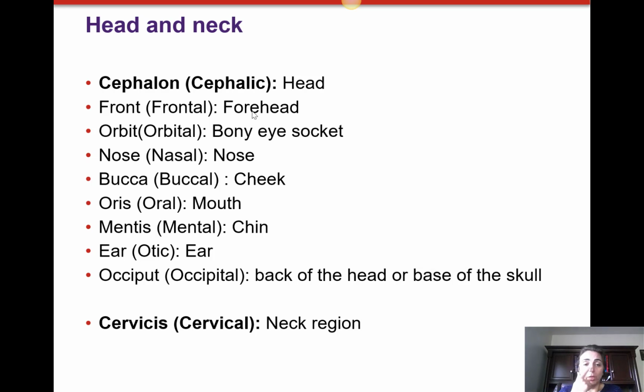Nose, that we all know, nasal is the adjective related to the nose. Bucca is the cheek, and buccal is the adjective. Oris refers to the mouth, and oral is the adjective.